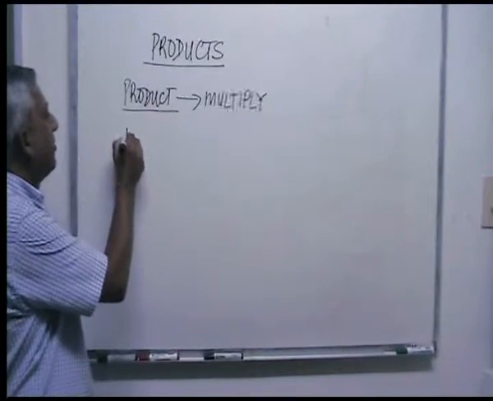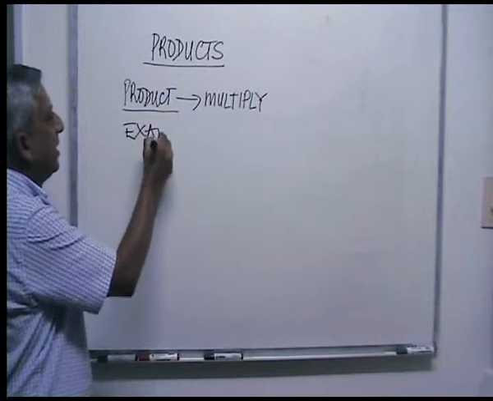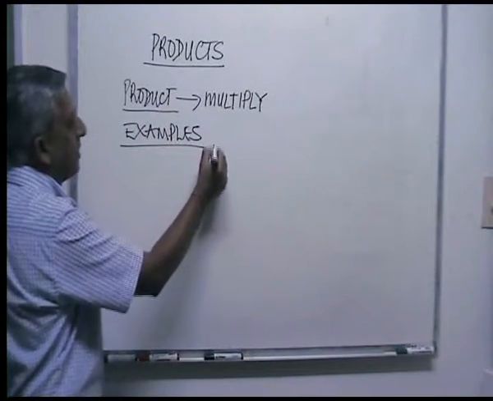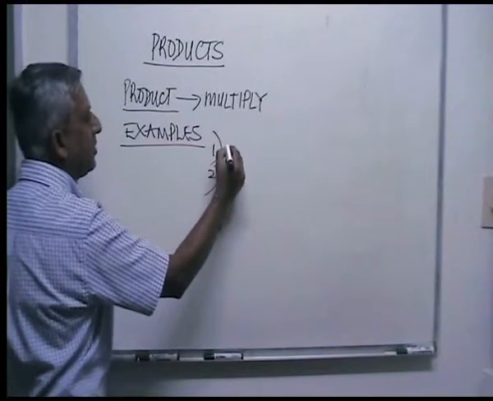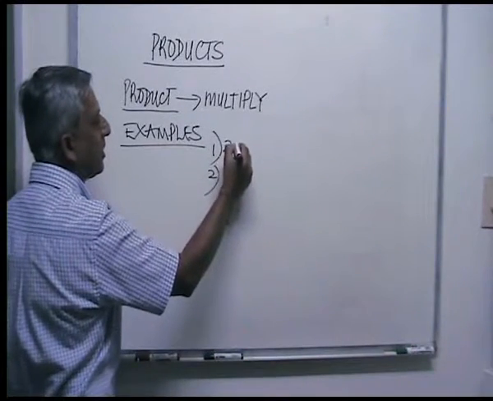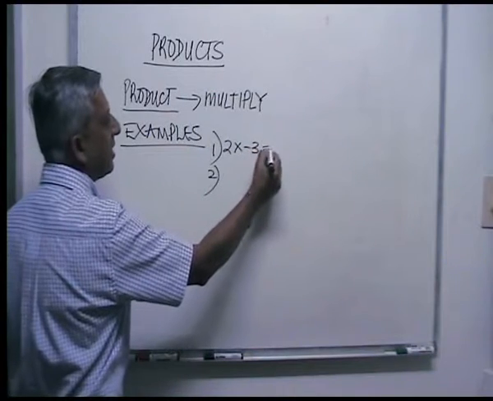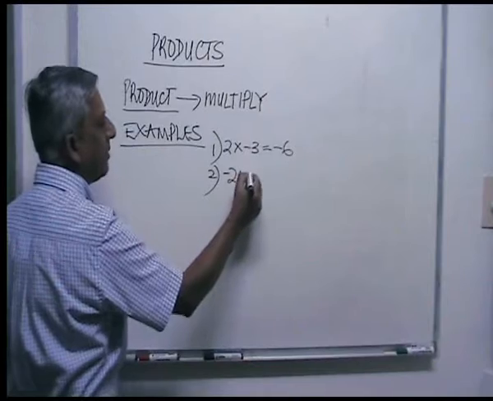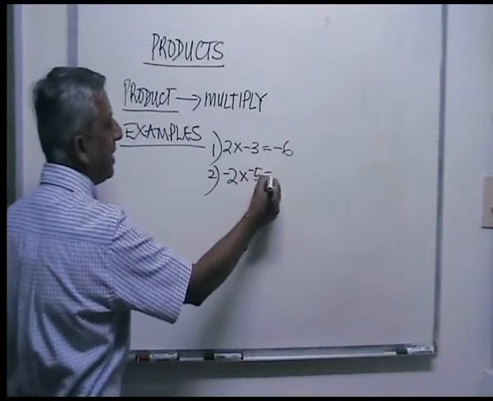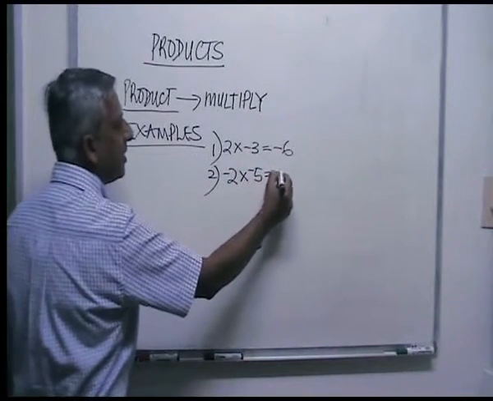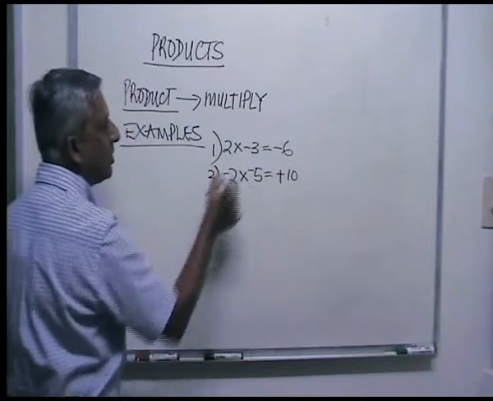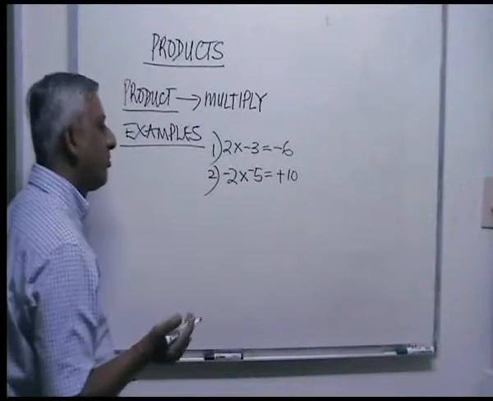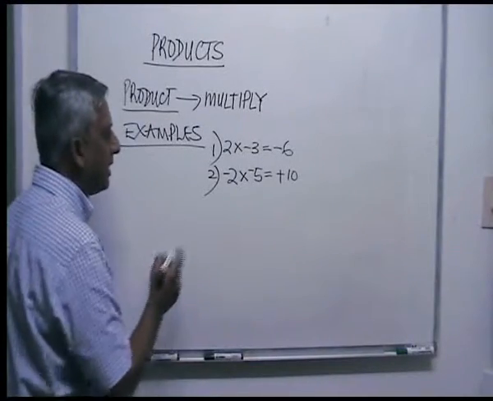So let's take some very simple examples. If you're doing products, you first have to know your basics. Simple basics. Especially you have to know your rules of integers. You have to know that 2 times minus 3 is minus 6. You have to know minus 2 times minus 5. In other words, a negative times a negative is positive. Now you have to know these rules off by heart. Well, if you don't know it off by heart, go and use the calculator.